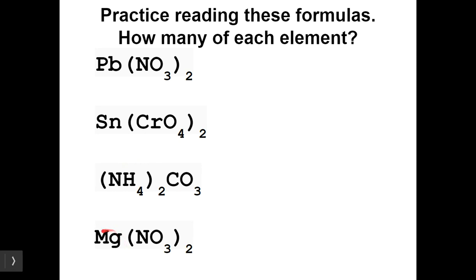Down here, there's Mg, so a magnesium. There's 1 magnesium because there's no number here, okay? Inside these parentheses, it's our old friend again. It's NO3, so there's 1 N and 3 O's inside the parentheses, but this number is on the outside. So it's 2 times 1 N is 2 N's. 2 times 3 oxygens is 6 oxygens. Okay? Starting to get this?